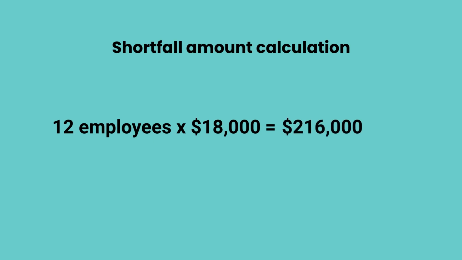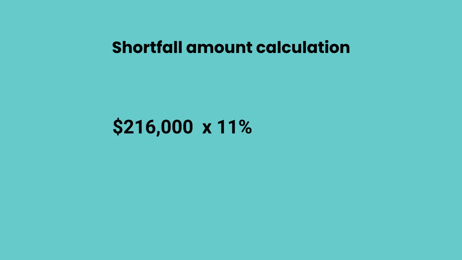The shortfall amount is calculated using salary or wages, not ordinary time earnings. So, let's say you have 12 employees who each earn $18,000 per quarter in wages. You missed the payment for quarter 2, which was due 28th of January 2023. You now have until 28th of February 2024 to pay the super guarantee charge. To calculate the shortfall amount of the charge, you calculate the total wages for your 12 employees. You then multiply that answer by the super guarantee rate, which was 11% for that financial year.